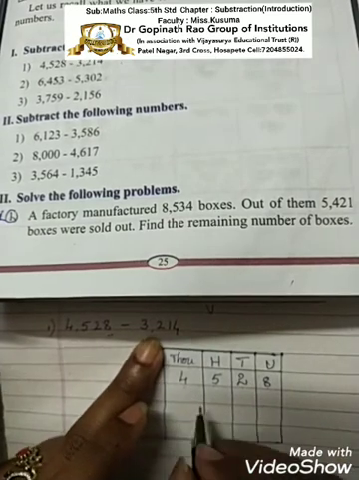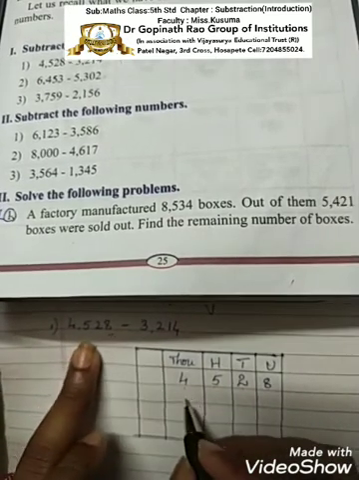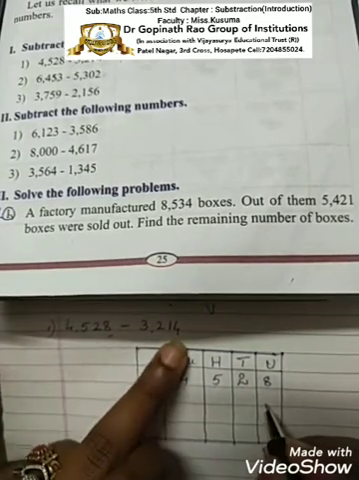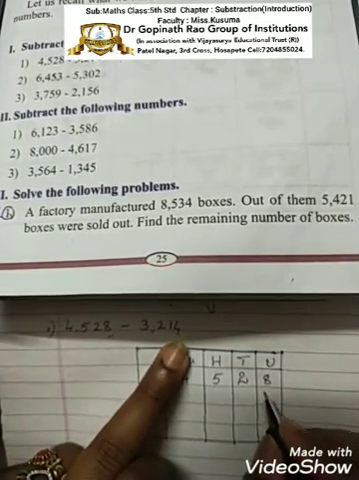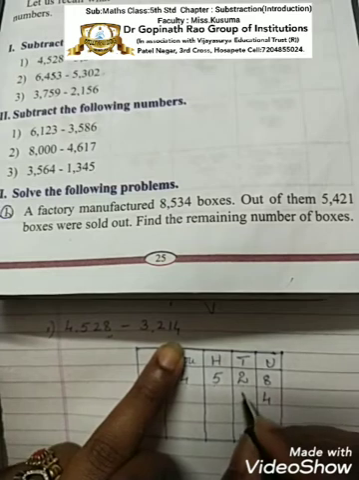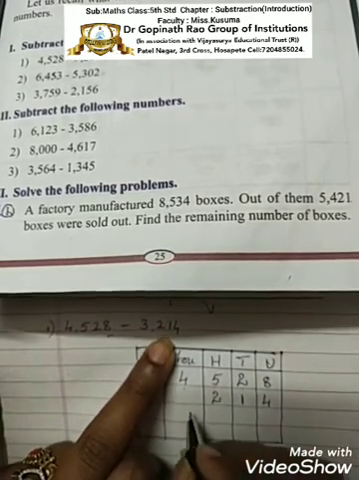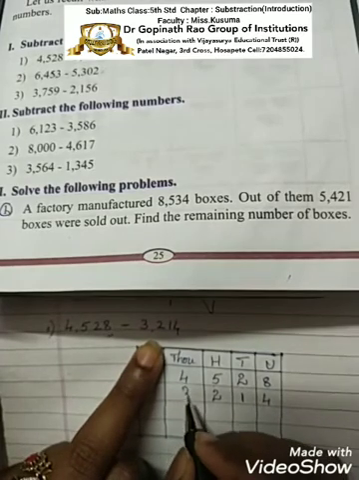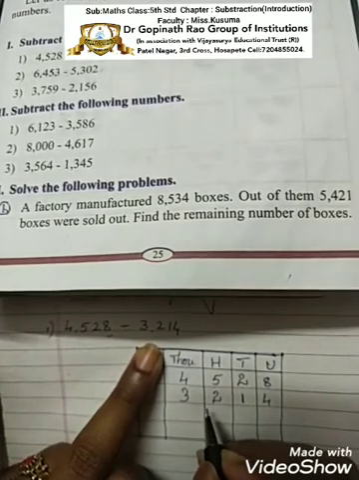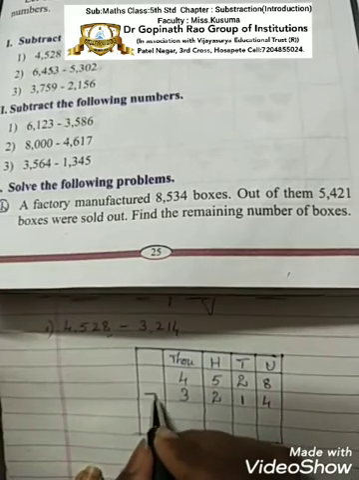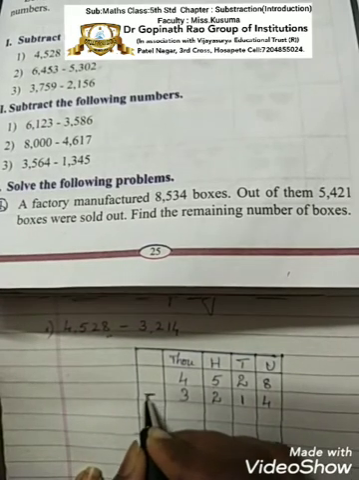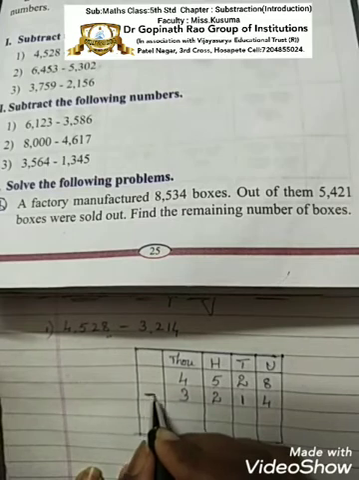Again they have given one more number, isn't it? We have to subtract this number from the above number. That is, 4 is in which place? Units place. 1 is in which place? Tens place. 2 is in which place? Hundreds place. And 3 is in which place? Thousands place. What do we have to do? We have to subtract. The subtraction symbol is minus, this is the minus sign.